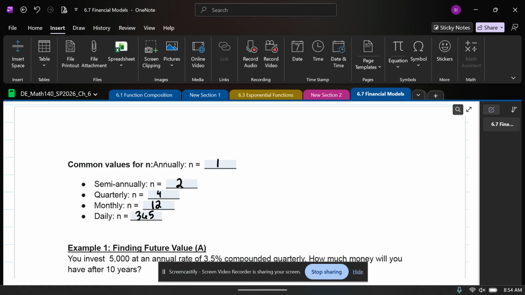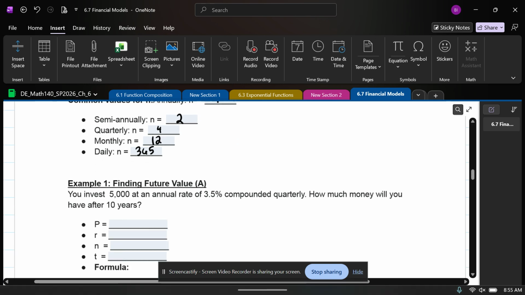So that would be more like maybe a money market account or something like that, where you've got it with an investment firm and they guarantee you 3% daily or something like that. That's going to be a rare thing that you're going to see. But most common ones are quarterly or monthly as far as our everyday lives.